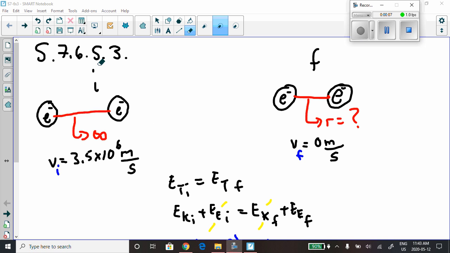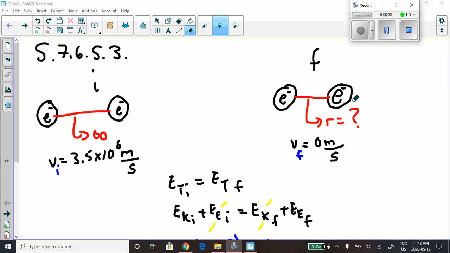So here's the initial situation. You've got two electrons. Their masses are easily looked up. We're going to assume that they're being shot at each other, so they're really far apart. The distance between them, center to center, is basically infinity. And each of them has a common speed as they're being shot towards each other. So that's known, VI.